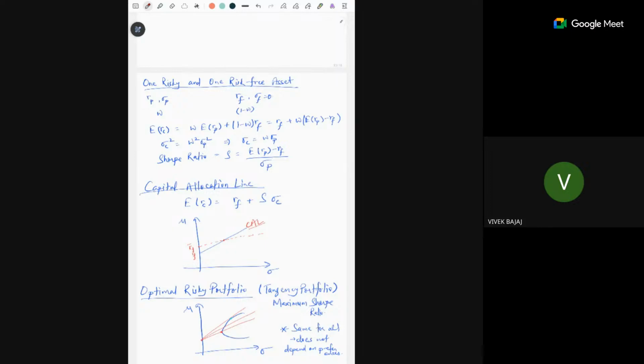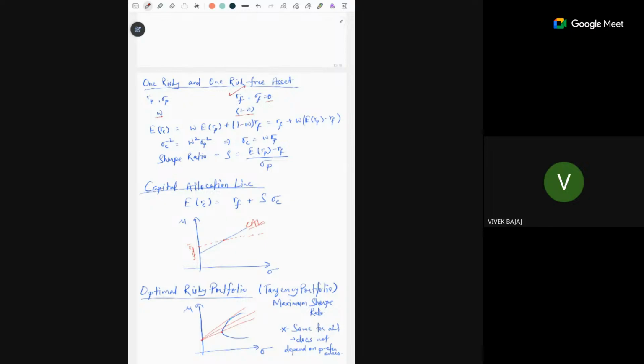For example, there are two assets: a risk-free asset which has RF amount of return and sigma f equal to 0, and the risky asset, which has RP and sigma p as the variables. You invest W amount in the risky asset, and 1 minus W goes to the risk-free asset. So the expected return is equal to this one, and the variation only comes from the risky asset, that is W square times sigma p square.